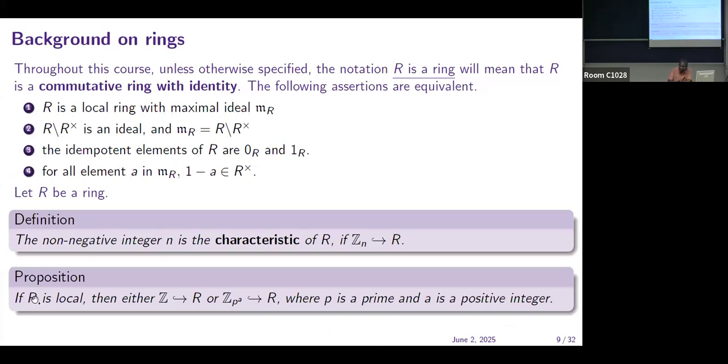For position, we have an important example. We have an important result. If R is local, its characteristic is 0 or a power of a prime. For example, the characteristic of a field is 0 or a prime. A field is an example of a local ring.